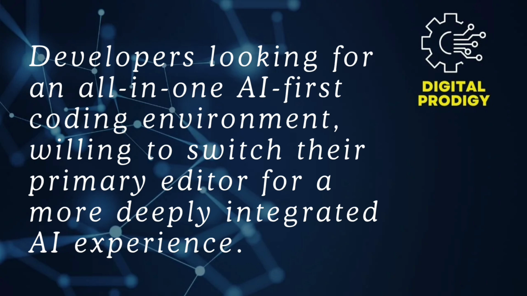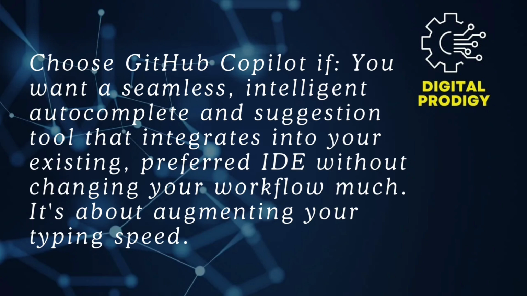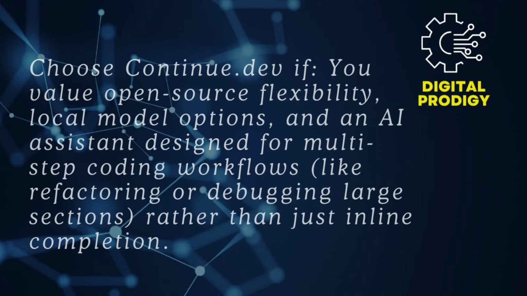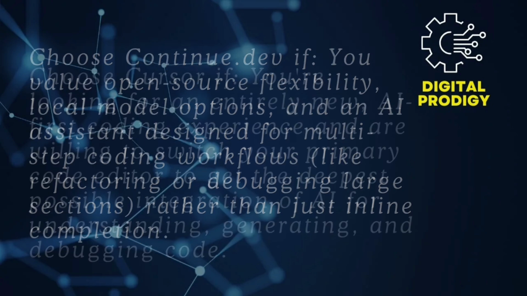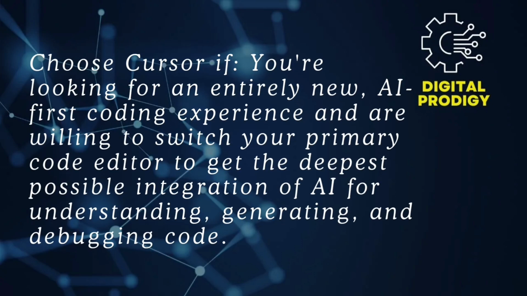deeply integrated AI experience. Choose GitHub Copilot if you want a seamless, intelligent autocomplete and suggestion tool that integrates into your existing preferred IDE without changing your workflow much. It's about augmenting your typing speed. Choose Continue.dev if you value open source flexibility, local model options, and an AI assistant designed for multi-step coding workflows, rather than just inline completion. Lastly, choose Cursor if you're looking for an entirely new AI-first coding experience and are willing to switch your primary code editor to get the deepest possible integration of AI for understanding, generating, and debugging code.